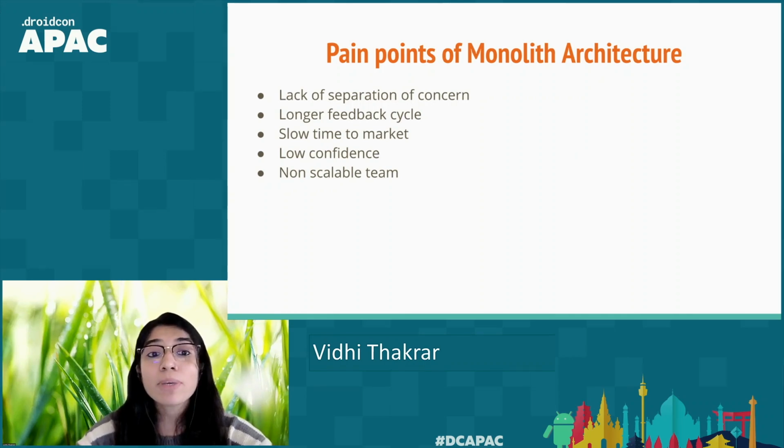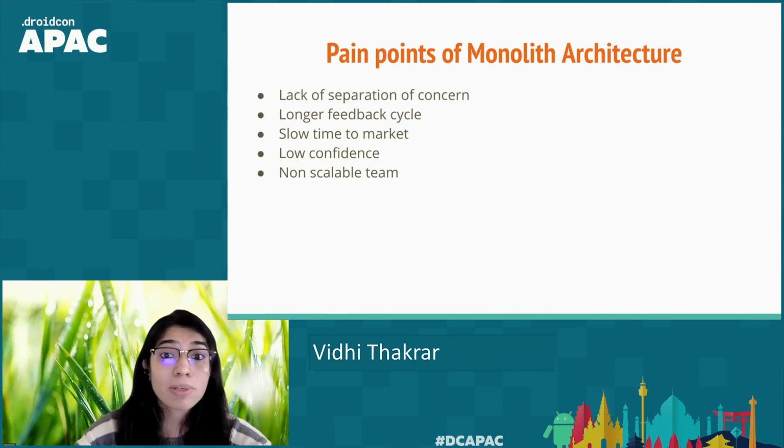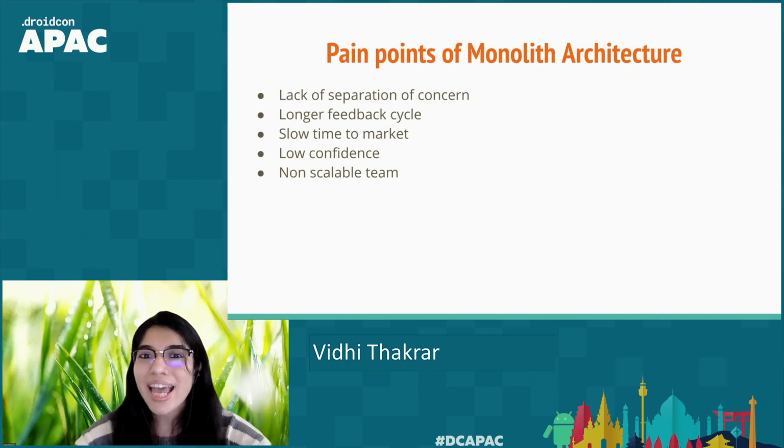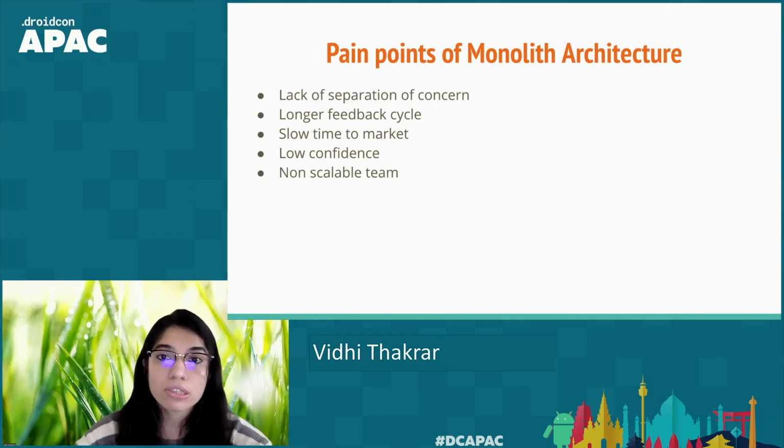But then over the period of time, as the application grows, we had to support multiple features in the application, and at the same time, our team size has also grown from 5 to 6 developers working on the application to 25 to 30 people working on the same application, which has the monolith architecture. So that's where we started seeing the problems in the monolith architecture. Now let's go through the pain points which we have seen in the monolith architecture.